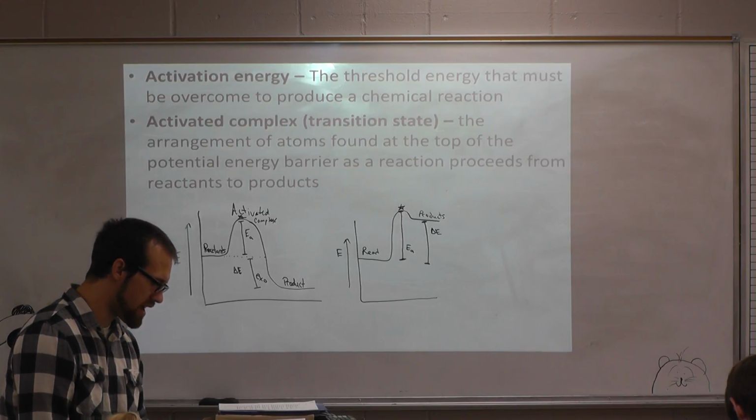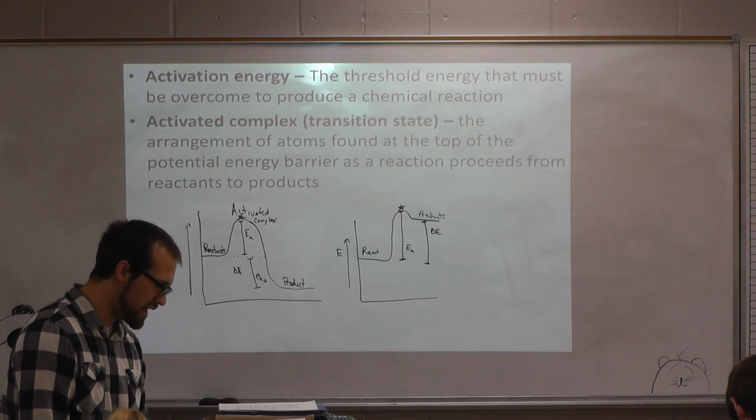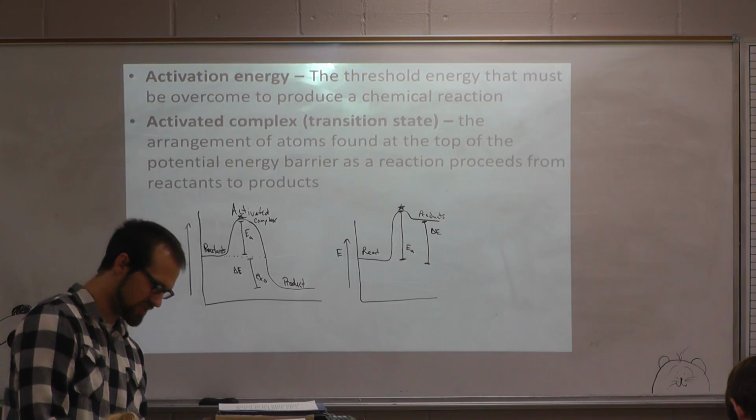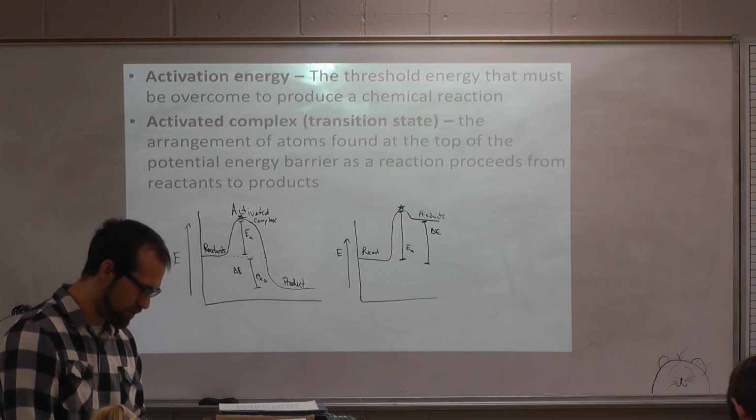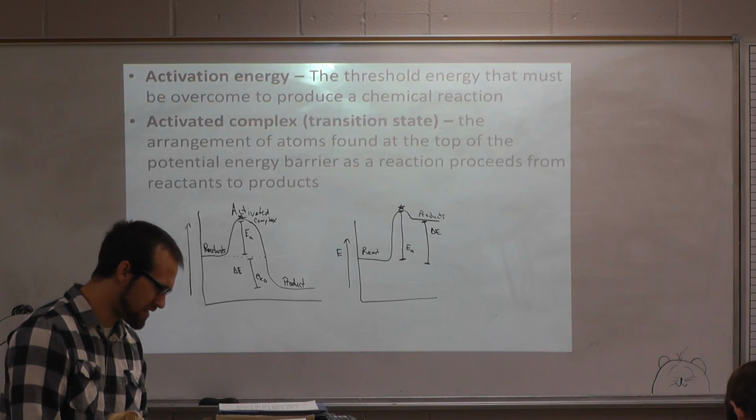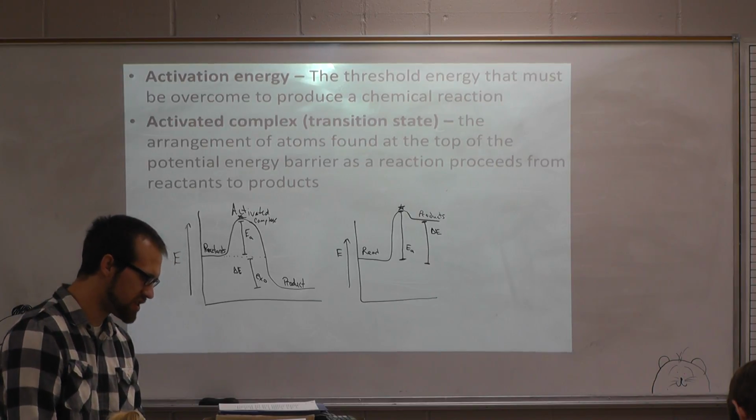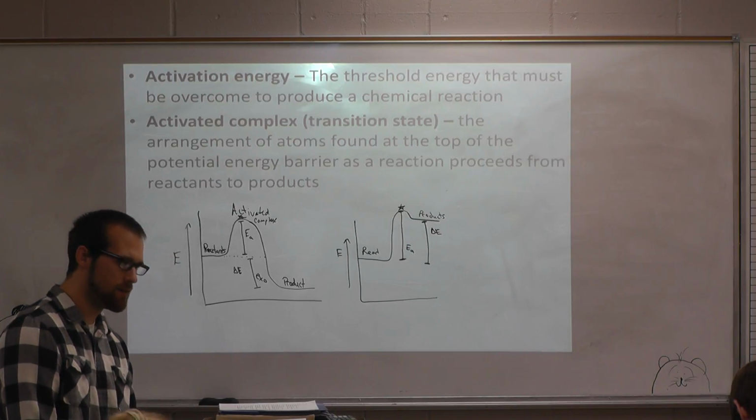We can envision the reaction process above. The arrangement of atoms found at the top of the potential energy hill or barrier is called the activated complex or transitional state. The conversion between your reactants to your products is exothermic, as indicated by the fact that the products have a lower potential energy than the reactants. However, your change in E has no effect on the rate of reaction.